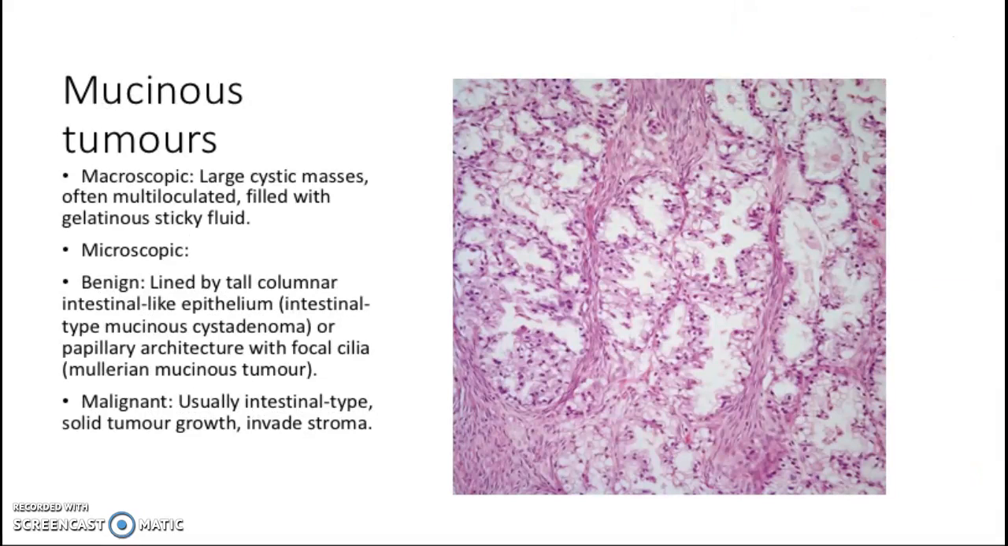Mucinous tumors can present as a large cystic mass as well, and it can be multiloculated and filled with gelatinous sticky fluid. Microscopically, it can be benign, lined by tall columnar intestinal-like epithelium, also known as intestinal-like mucinous cystadenoma, or it can be lined by focal ciliated cells with papillary architecture, which is also known as Mullerian mucinous tumor. If it's malignant, it's usually the intestinal type, it has a solid growth, and it invades the stroma.